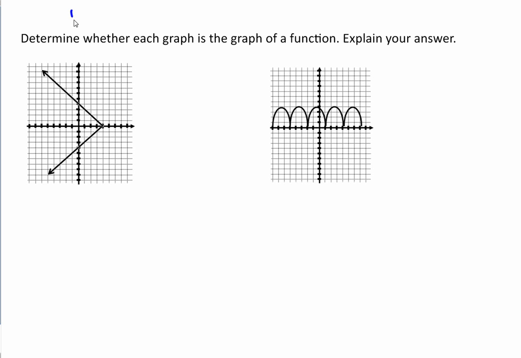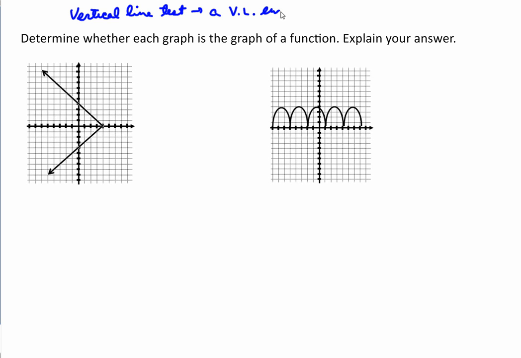Write this out. Vertical line test. What is a vertical line test, you might ask? Well, the vertical line test says this. If you pass a vertical line through a graph, it only passes through, in at most, one place.